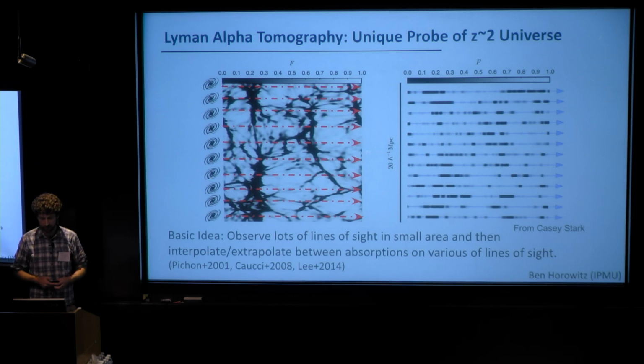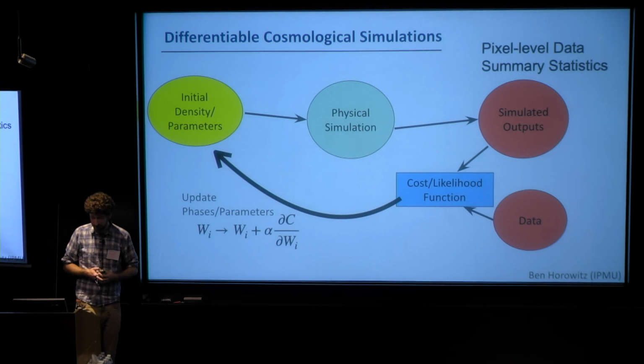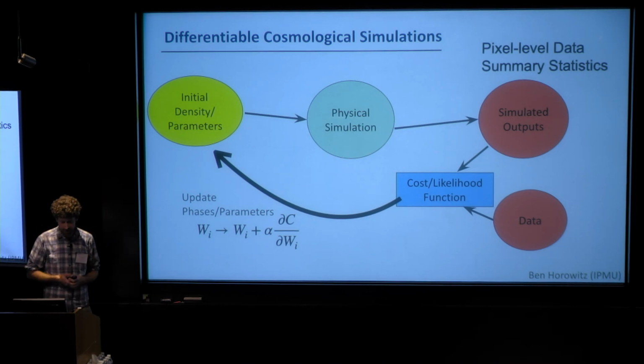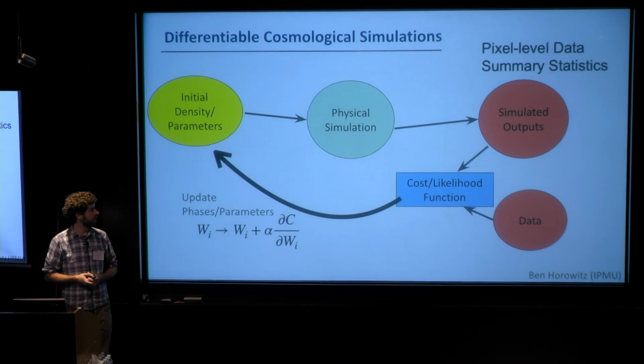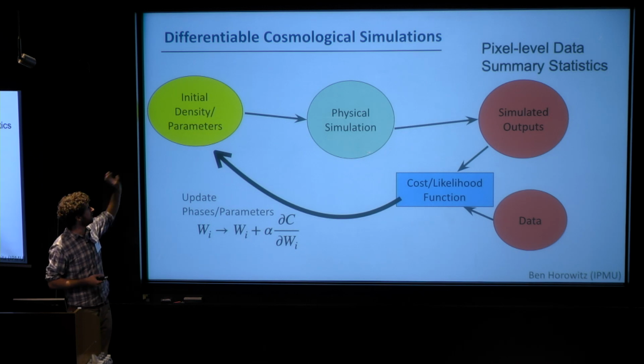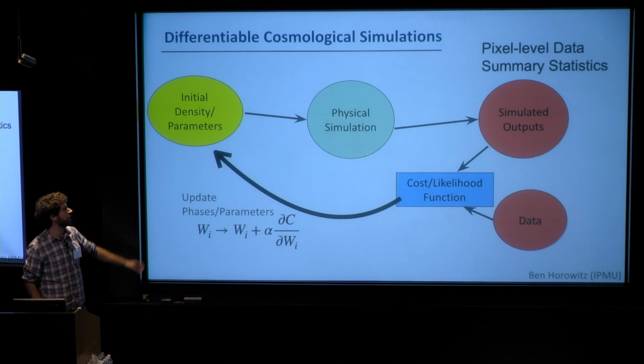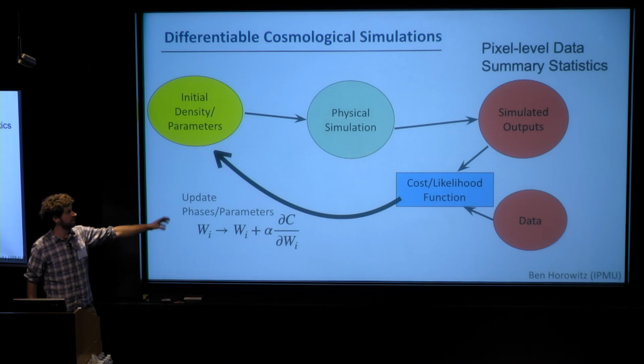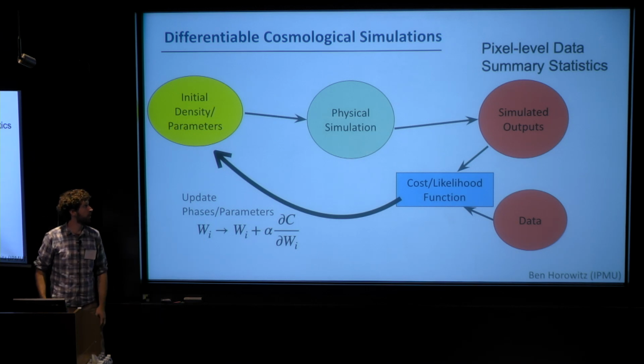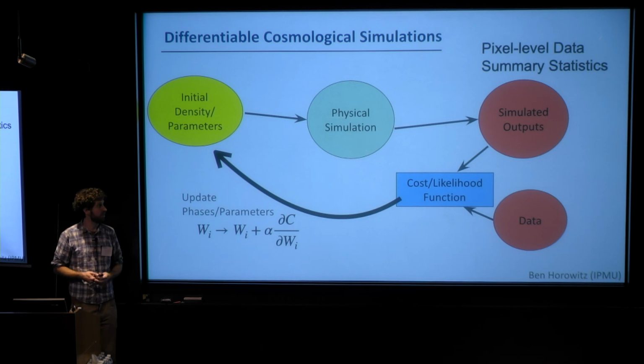And so we want to use a more nuanced model than just taking a pen to the screen to connect the dots. The particular model that I like using is differentiable simulations. The idea is to build a pipeline that goes from our initial density field, so the initial conditions of the universe, the initial Gaussian fluctuations, and associated parameters that we might care about, and run a physical simulation to get some simulated outputs. I'll be talking both about doing this at the pixel level as well as with summary statistic data. We already saw in the last talk some discussion of doing this at the summary statistic level.